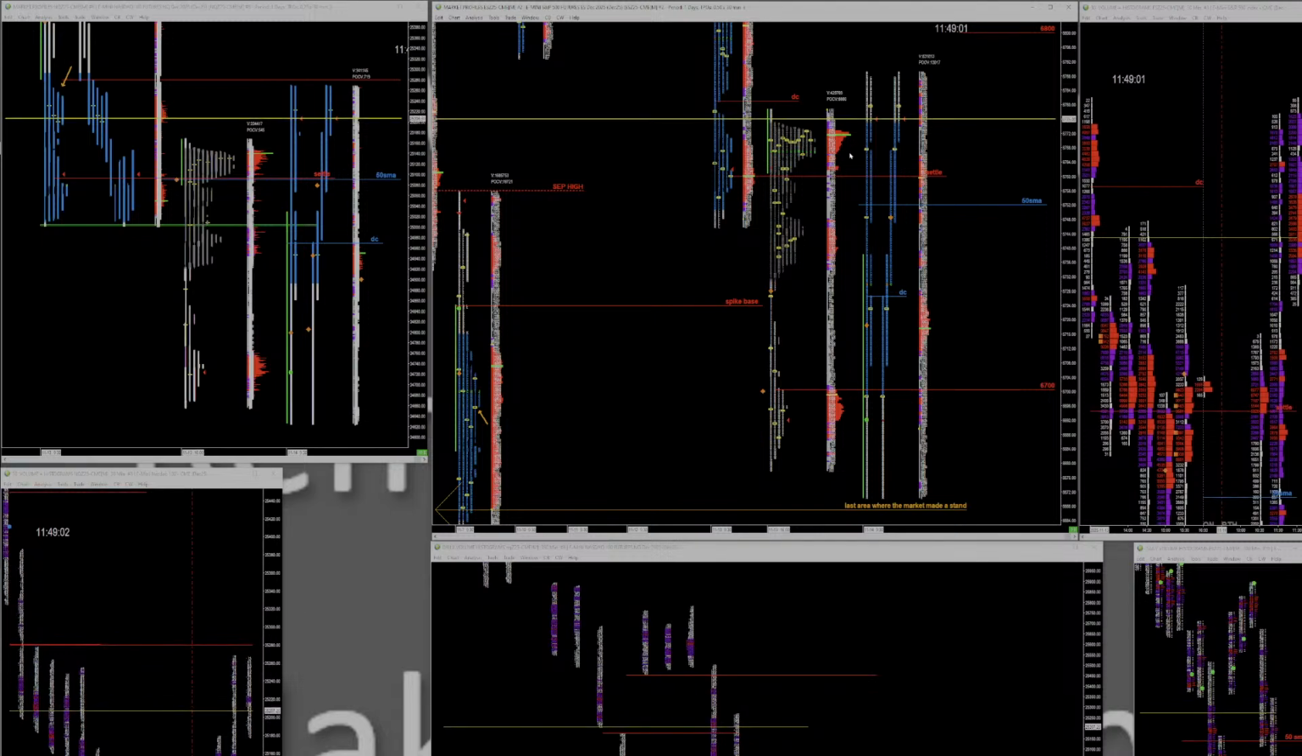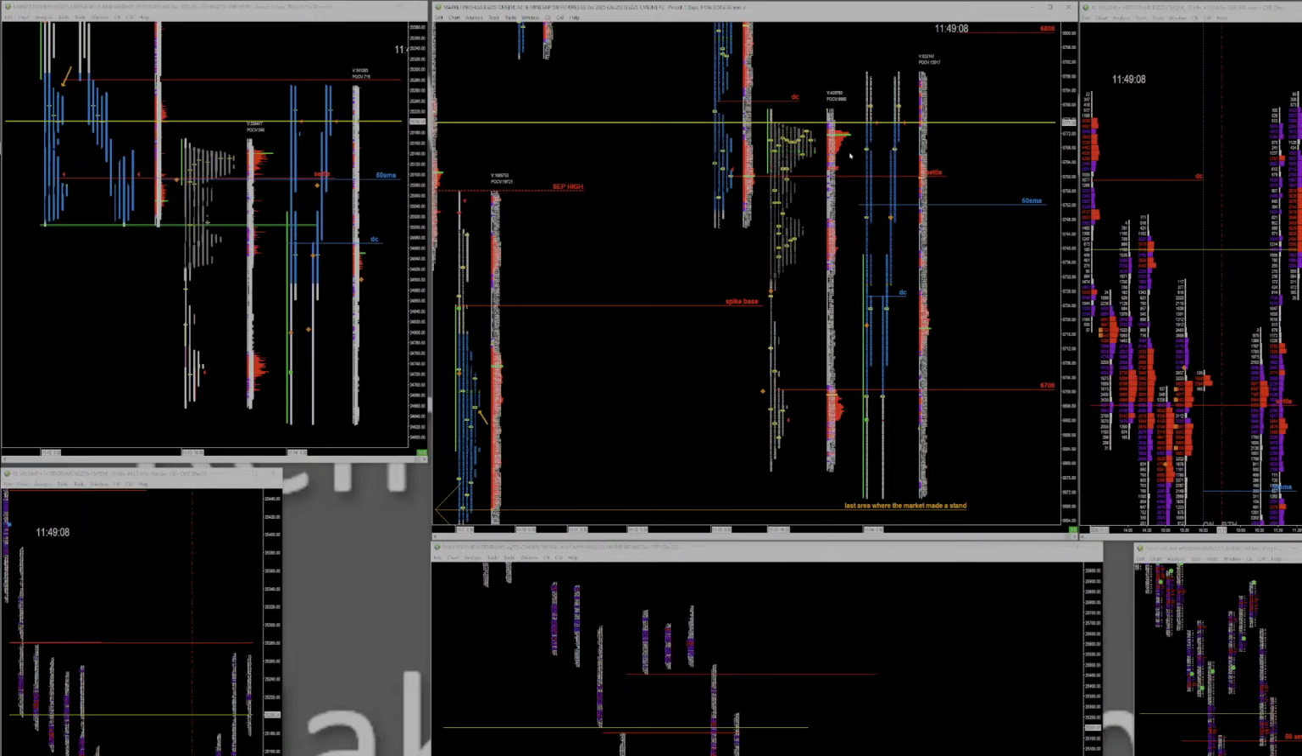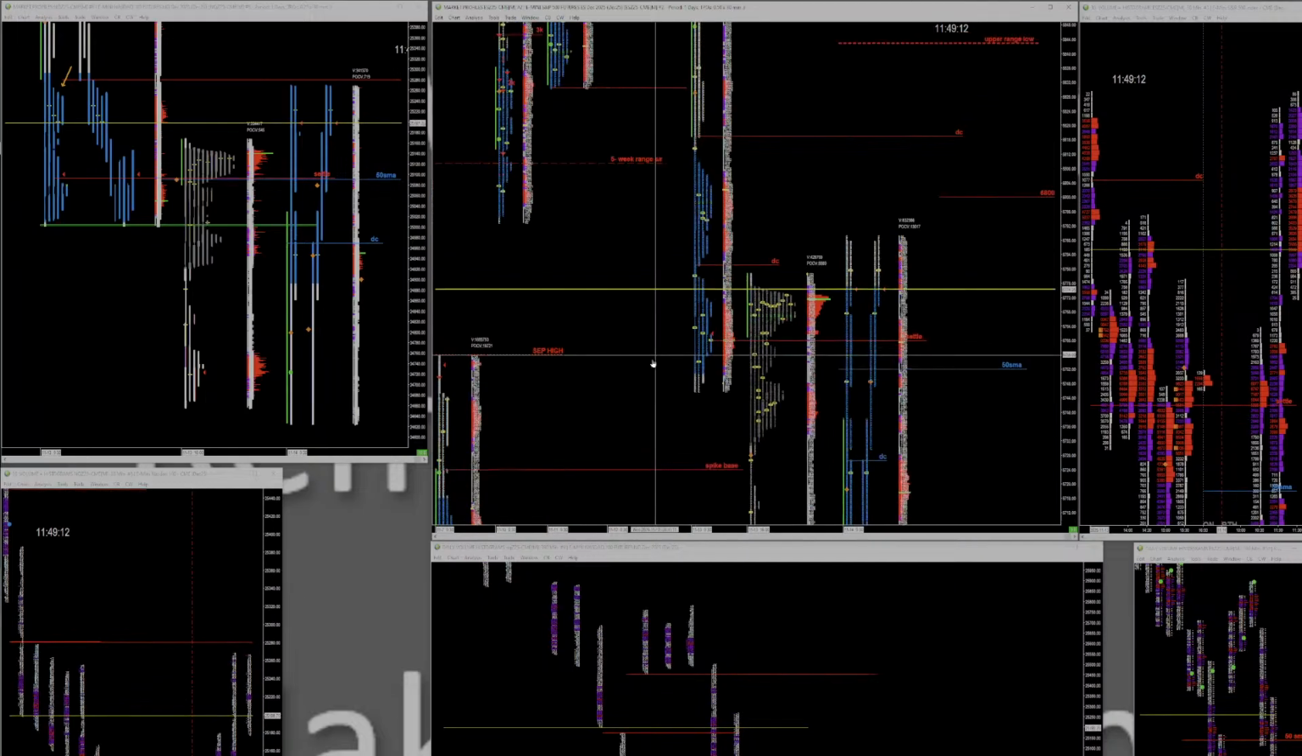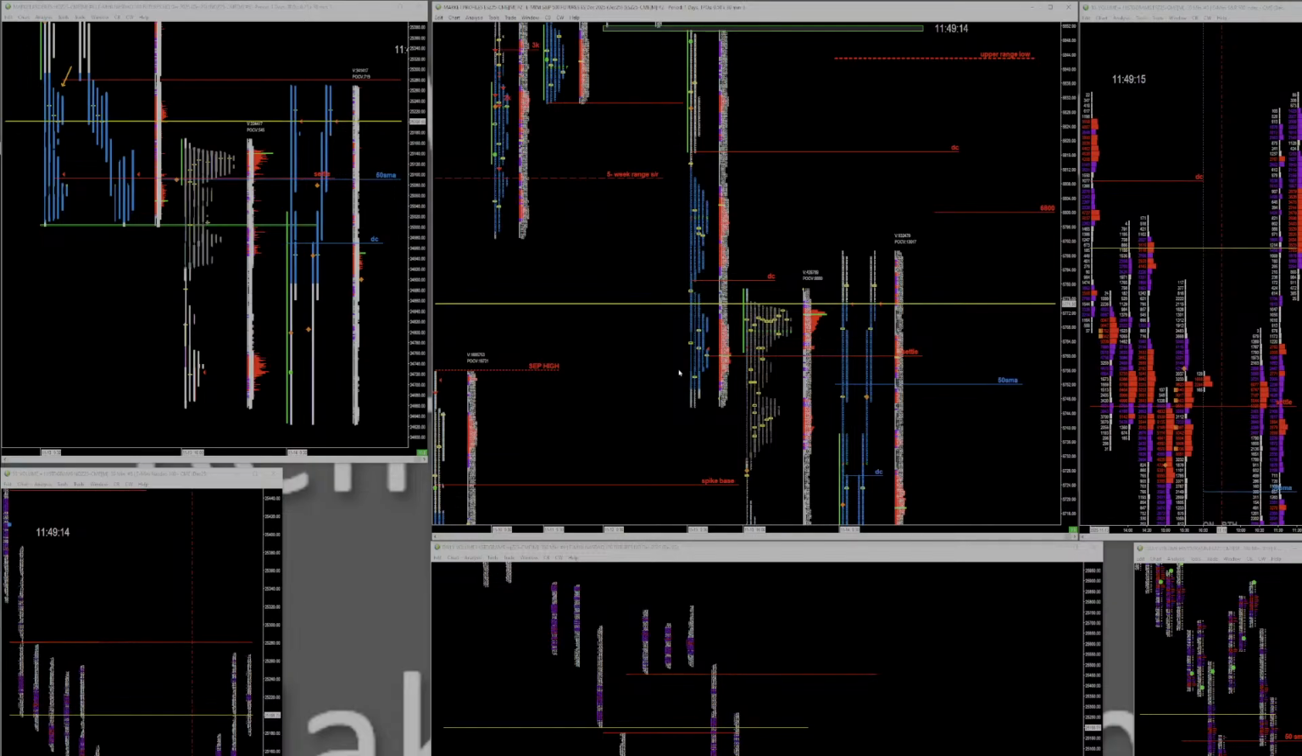I would consider that what can fuel the short covering has already been dealt with from the overnight. What remains are these distributions here, the one down here and the one up here.